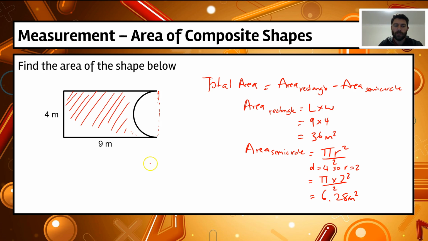Okay, therefore, the total area, or the shaded area I should say, equals 36 minus 6.28, which equals 29.72, oops, not centimeters, meters squared. So you can see for the first one we added the two shapes together. For this second one we've calculated the larger shape, and we've subtracted that semicircle out of that shape to get the shaded area.